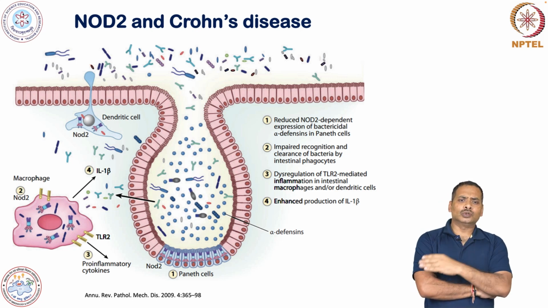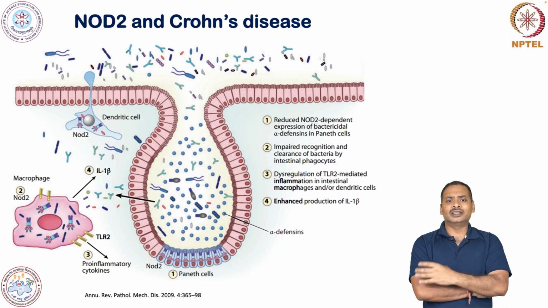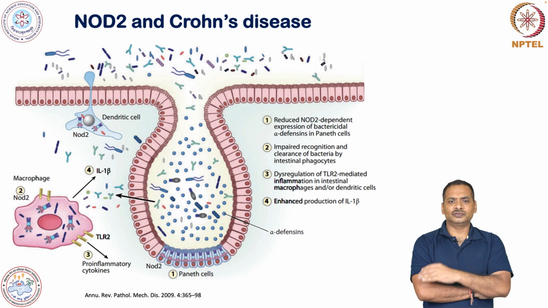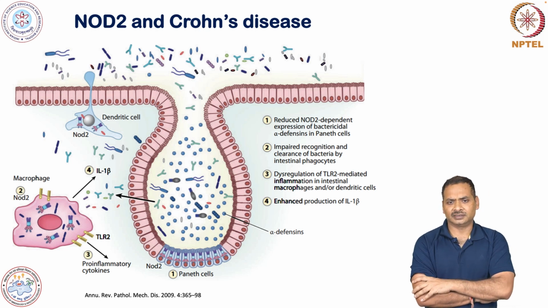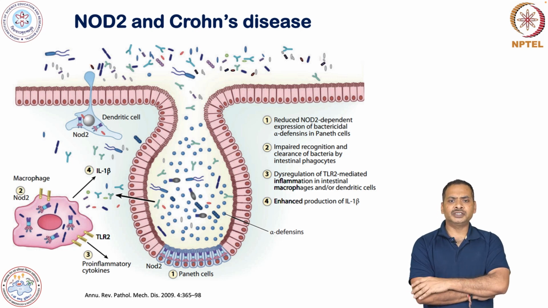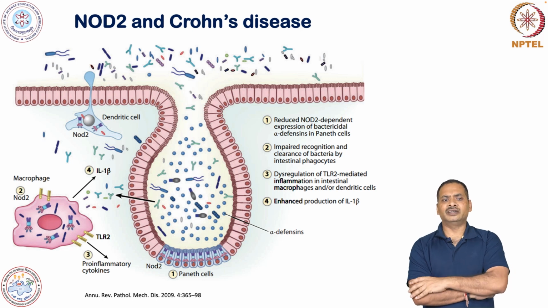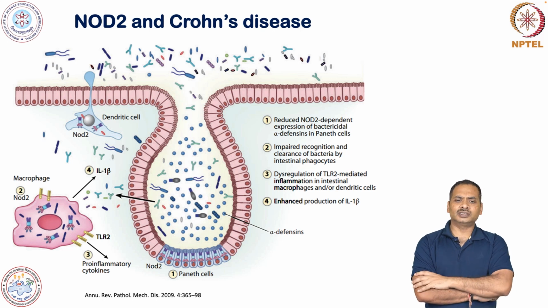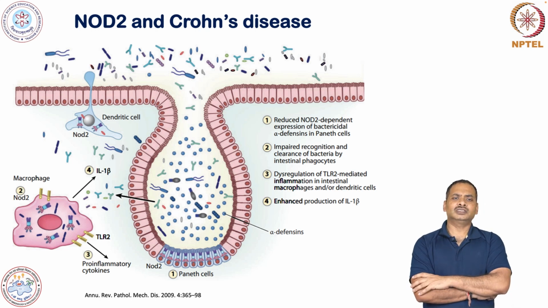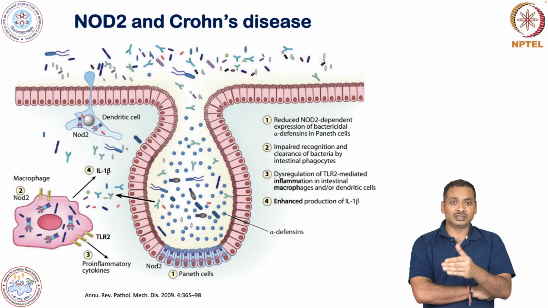So one theory is that there is a reduction in expression of alpha defensin, which is dependent on NOD2. Another school of thought is impaired recognition and clearance of bacteria by intestinal phagocytes. Here you can see a compromised function of phagocytes, and this may also result in Crohn's disease. The third school of thought is dysregulation of TLR2 mediated inflammation in intestinal macrophages and or dendritic cells. And the last is enhanced production of IL-1 beta. Maybe all these things result in the development of Crohn's disease, but it is still quite unclear, although this disease was quite well studied.